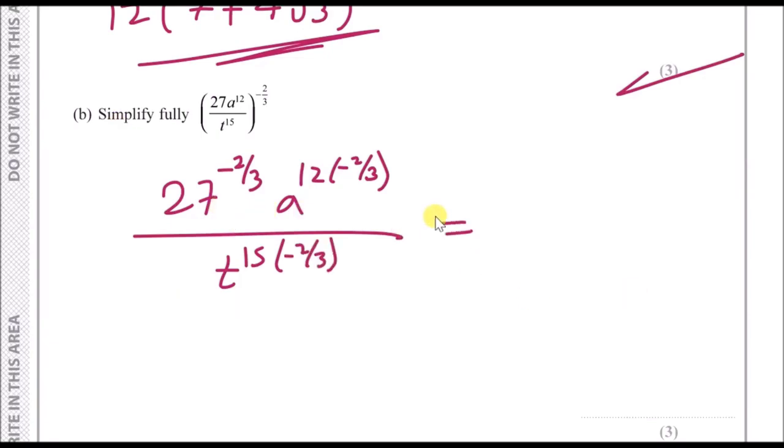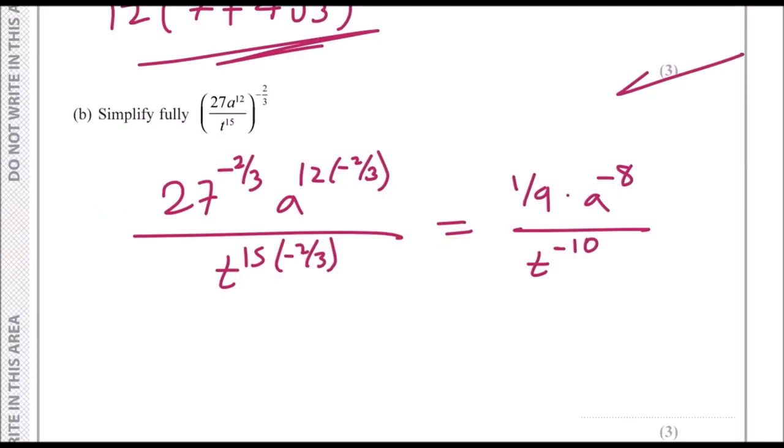Now, all of this is just calculator work. So 27 to the power of minus 2/3 is 1/9. Now, for the next part, it's just going to be 12 times minus 2/3. That's going to give us minus 8 as a power. And for the t term, 15 times minus 2/3 is just minus 10.